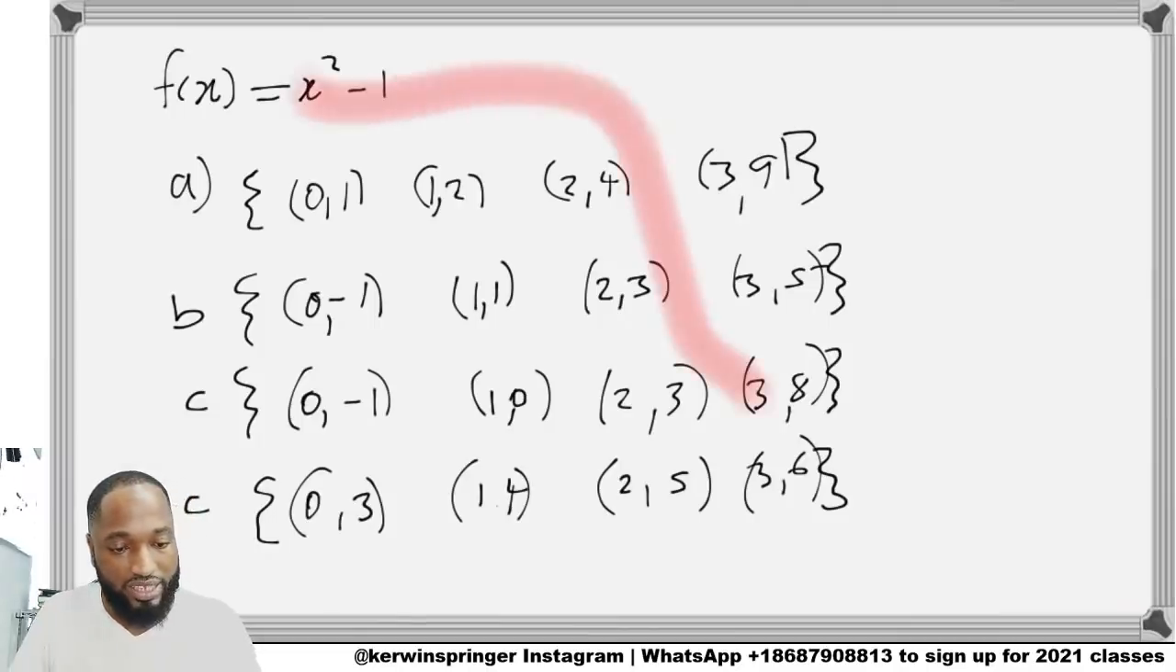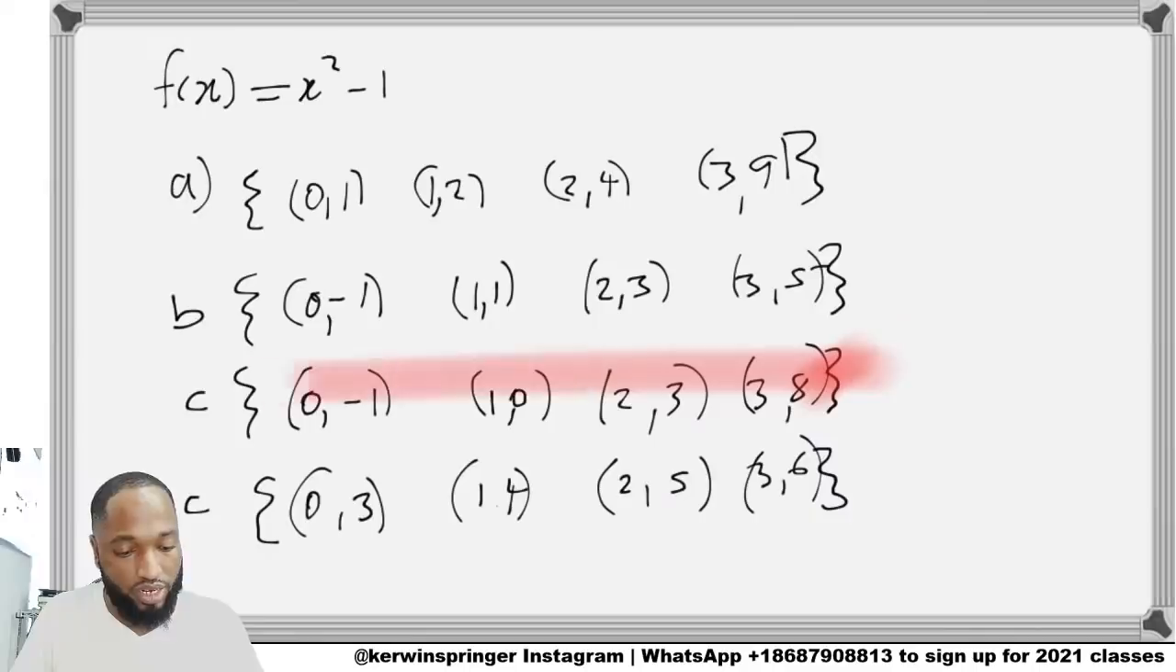So 3 squared is 9, 9 take away 1 is 8, so this one indeed is the correct answer. Well done, Jamaica. Blessings.